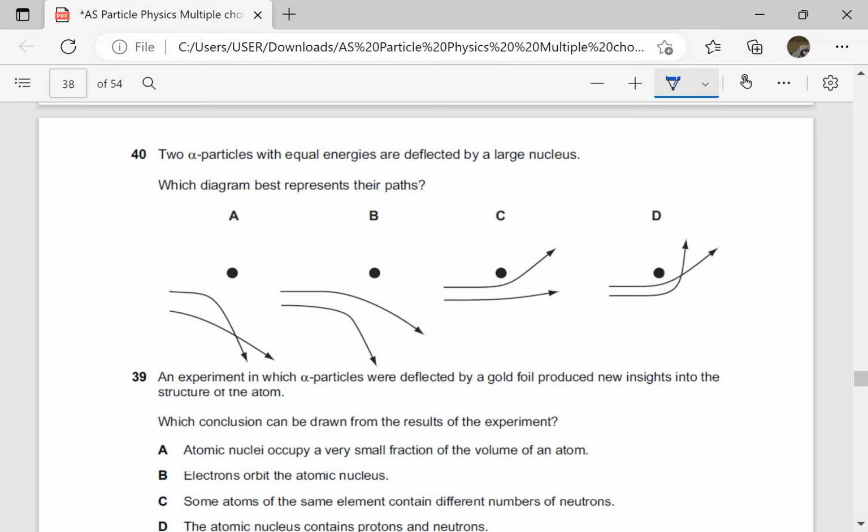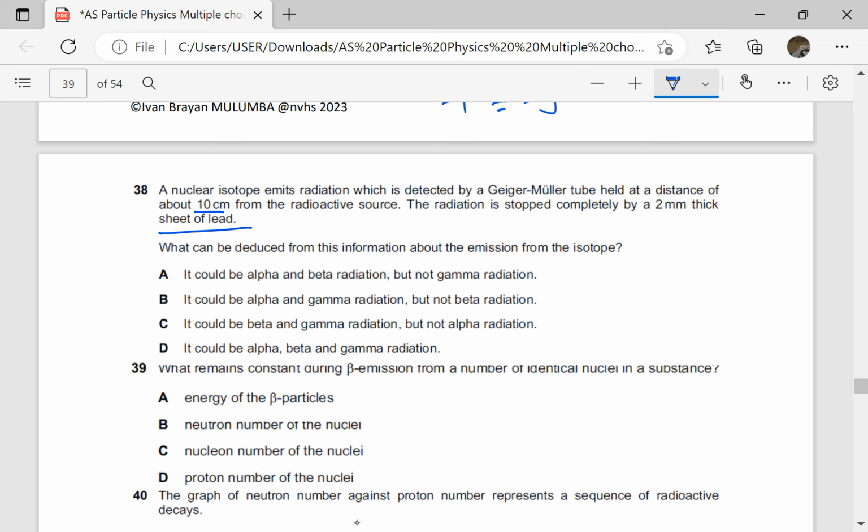Okay, so it could be alpha and beta radiation, but not gamma. Or gamma radiation, but not beta. Or beta and gamma radiation, but not alpha. They say the radiation is stopped completely. Of course, alpha must be stopped completely, so when you say "but not alpha," that is not true. Then it could be alpha, beta, and gamma radiation.